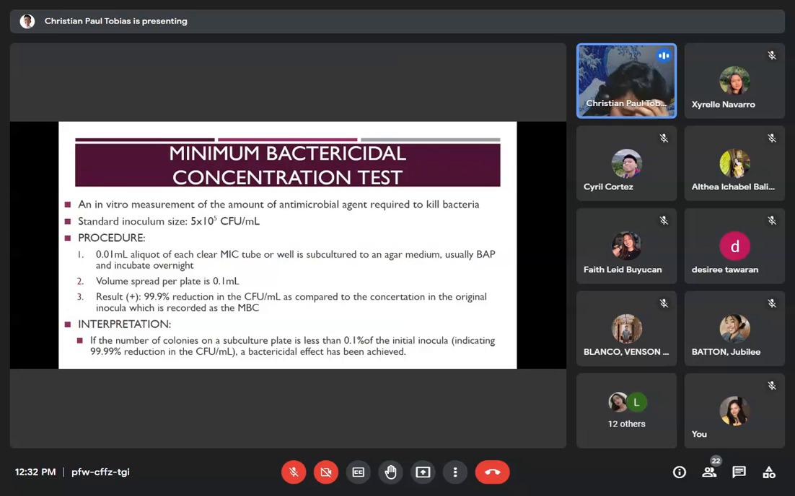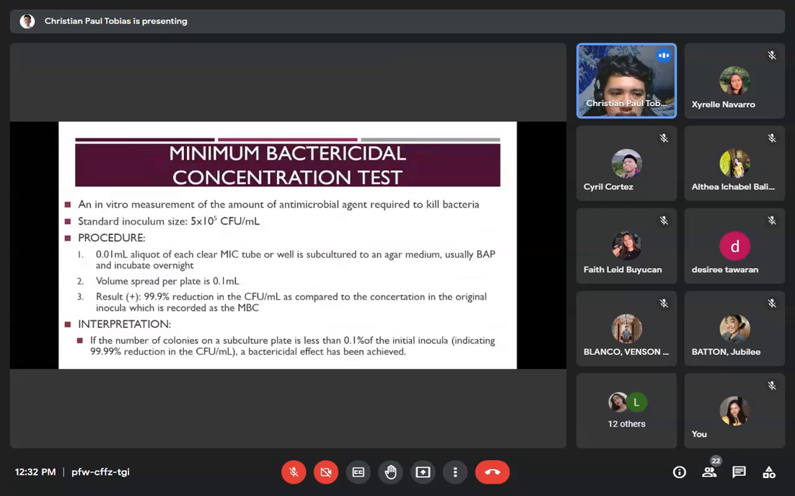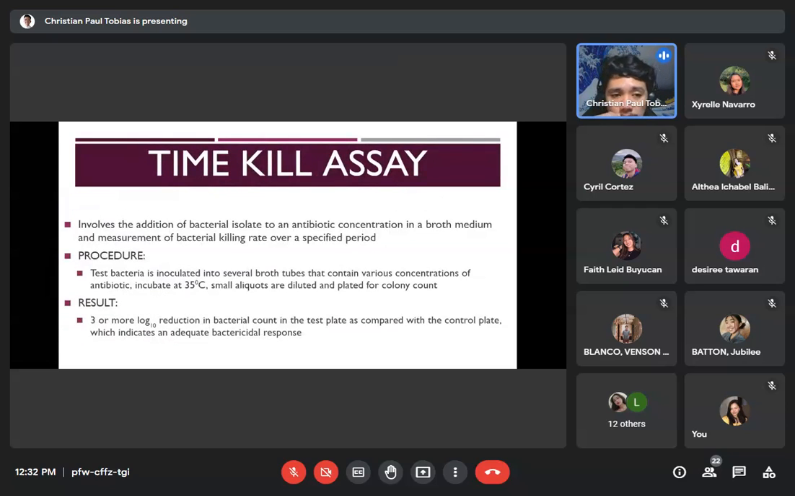Paulit-ulit na tayo sa MIC at MBC, but it's better, di ba? One key of remembering is repetition. So your MBC test, your time kill assay, synergy test, mga test lang yan, but actually you won't be needing this, but it's very important that you have even the slightest idea lang.